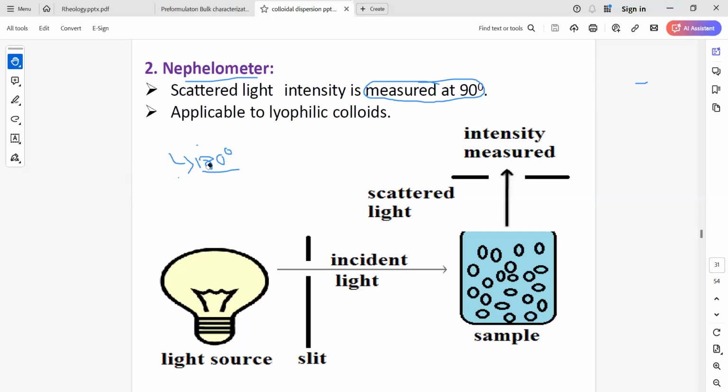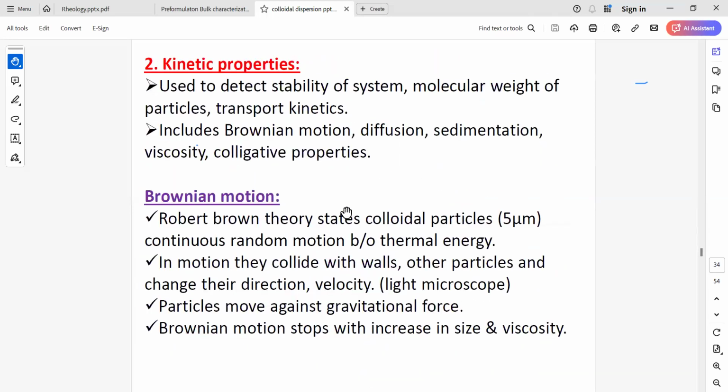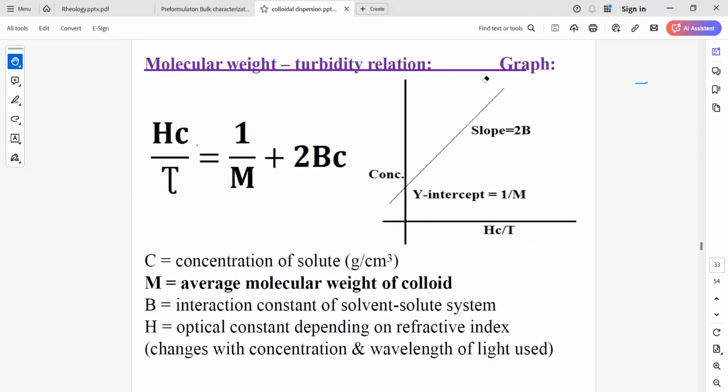So it's the difference between nephelometry and turbidometry. Remember this also. This will also be covered under the optical property. This equation is important for the measurement of turbidity. Here tau is turbidity: H c by tau equals 1 upon m plus 2 b c. So this equation is important for the measurement of turbidity. Remember this equation.